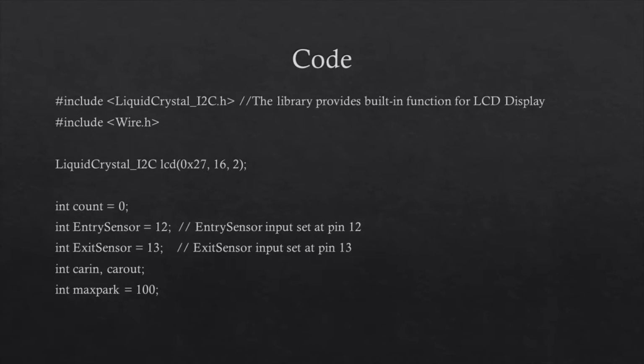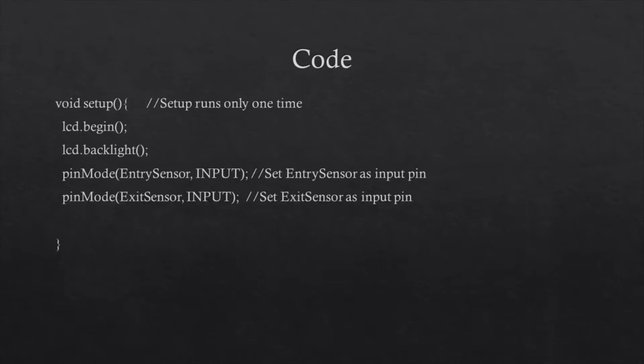We're going to use two libraries, which are LiquidCrystal_I2C.h and Wire.h. These two libraries are used for us to use the LCD screen. Then we are going to call the LCD function, and declare count equals to 0, entry sensor, exit sensor, car in, car out, and max park, which is the maximum car parking count, which is 100. For the setup part, we declare LCD backlight on, and then set the pin mode as input.